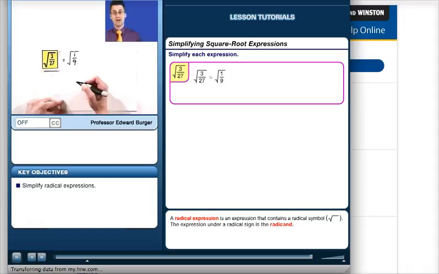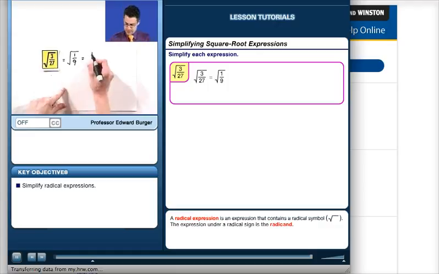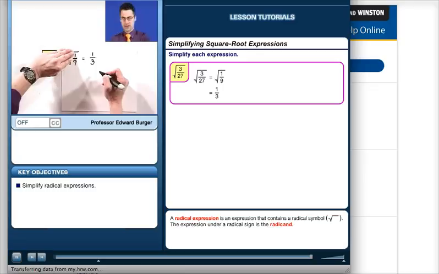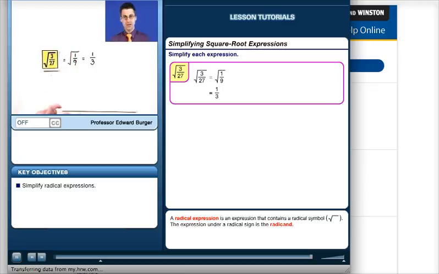Now, what's the square root of 1/9? Well, I've got to think of a number whose square is 1/9. And if we think about it, we see 1/3. And we can check it. 1/3 multiplied by 1/3 gives us the 1/9 inside the square root. So, perfect. Great. There's the value. All set. Good to go.